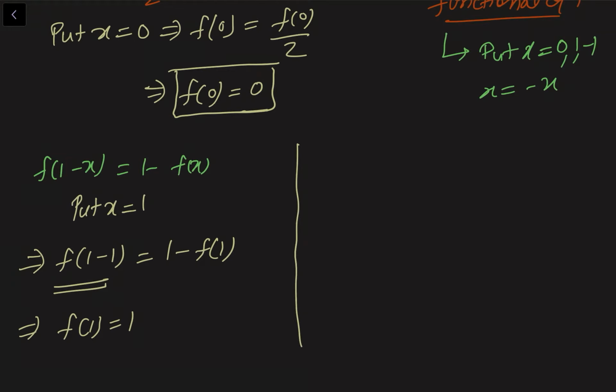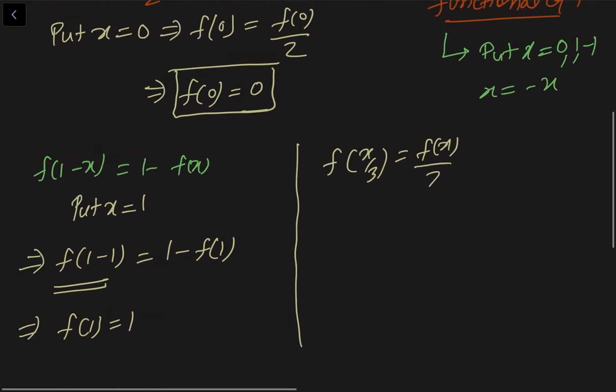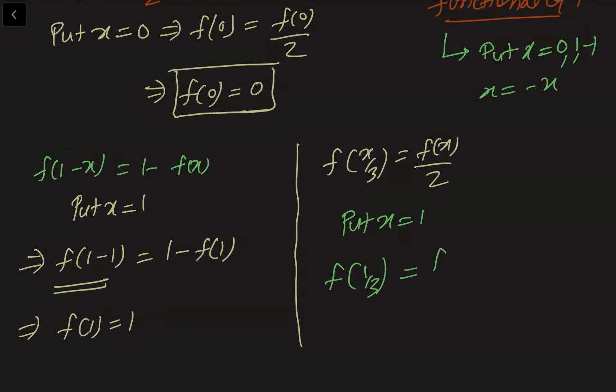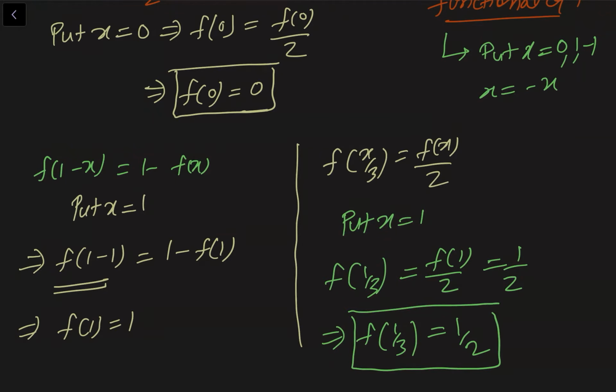Well and fine. Now we will do a little bit more analysis. The first equation is f of x by 3 is equal to f of x, whole divided by 2. Now here if I put x equal to 1, what I am getting is f of 1 by 3 is equal to f of 1 by 2, and f of 1 is 1, so I'm getting 1 by 2 here. So I can say that f of 1 by 3 is 1 by 2. I got one more piece of information.